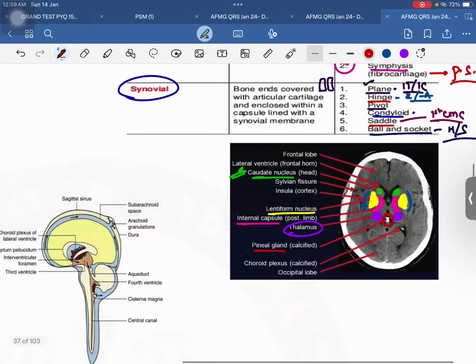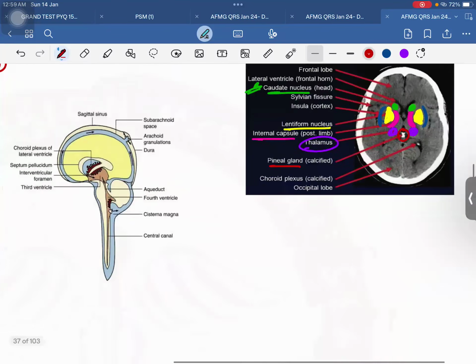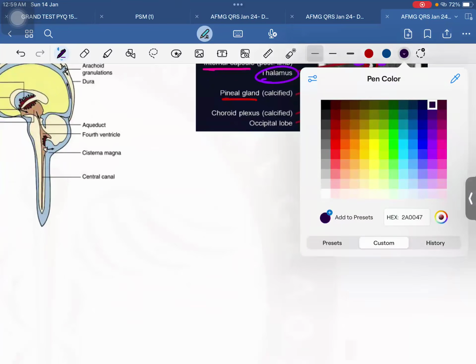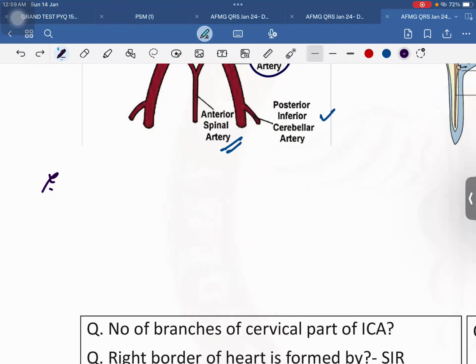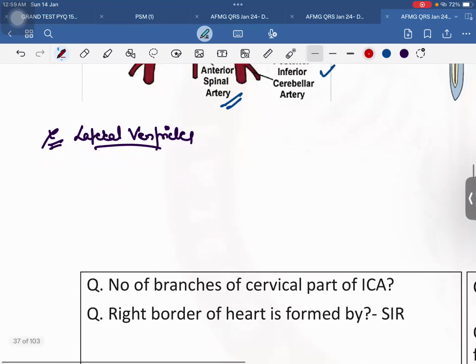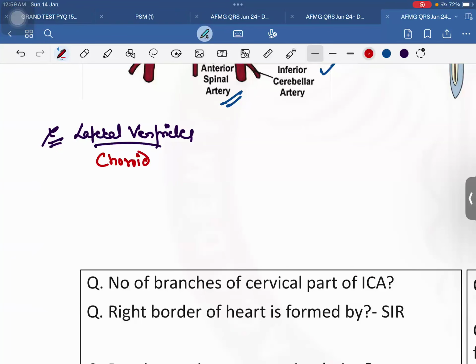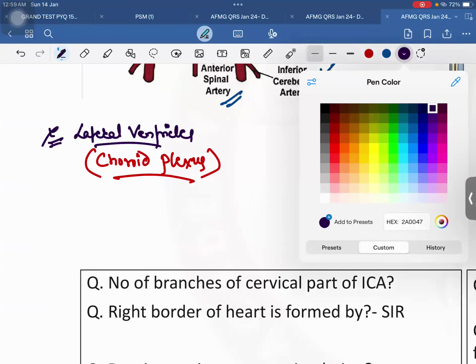If I talk about the CSF, how does it flow? First important thing, CSF is an ultrafiltrate of the blood or the plasma itself, so it is formed by capillaries. This network of capillaries which forms the CSF is nothing else but the choroid plexus. It is located inside the lateral ventricles. There are two lateral ventricles in the brain, and these networks of capillaries are known as the choroid plexus. These choroid plexus form the CSF or the cerebrospinal fluid.